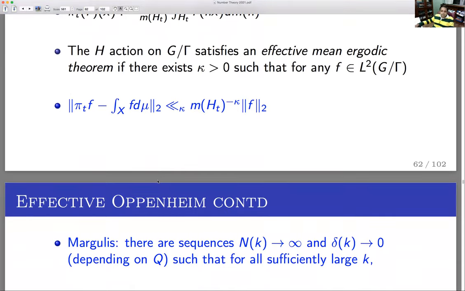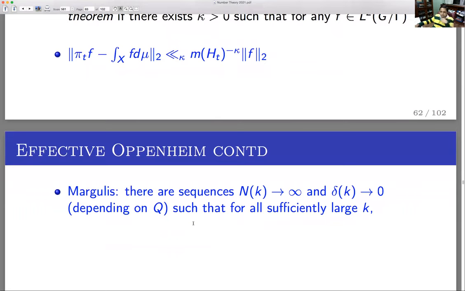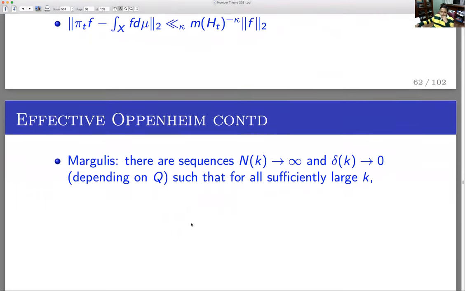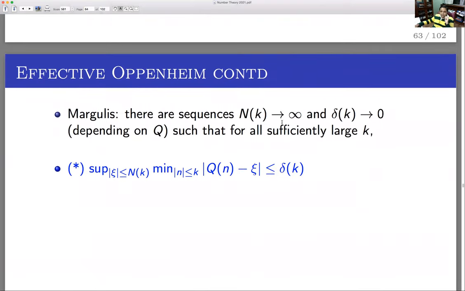All right, so at this point, I'll make a small digression to introduce a work of Bourgain. A reformulation of Margulis's result is the following. Namely, one can reformulate it to say that there are sequences N going to infinity and delta going to zero, such that for all sufficiently large k, this inequality holds. So you can approximate the real number c using Q applied to integer vectors in a ball of radius k. This is just a reformulation of the Oppenheim conjecture.